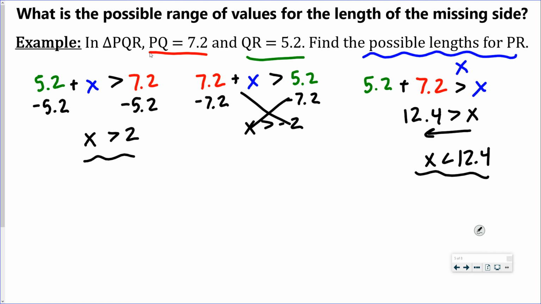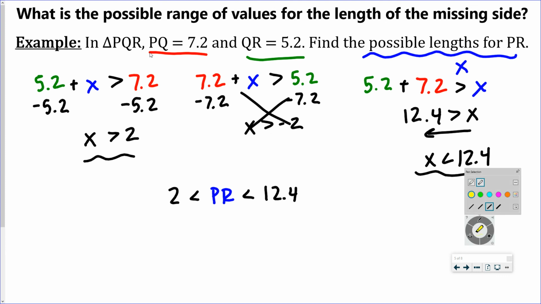Now, how I write that with interval notation here is I put my smallest number first, and then my largest number, and you put your variable on the inside, but we're going to actually call this PR. You do this in algebra. And then you do less than symbols, and that says every value in between 2 and 12.4. The reason why this makes sense: PR has to be less than 12.4, that's what this piece says. And reading it this way, PR has to be greater than 2, that's what this piece says.